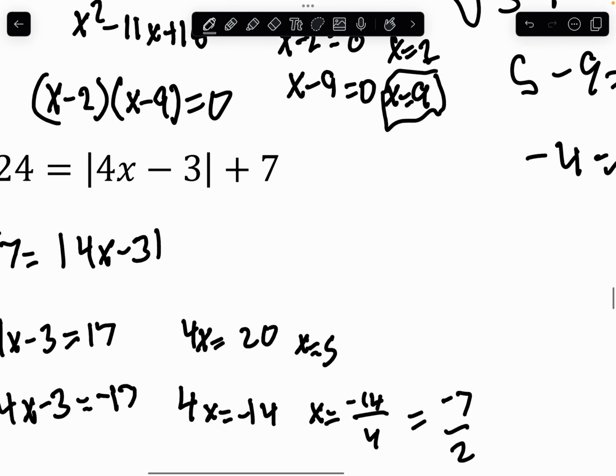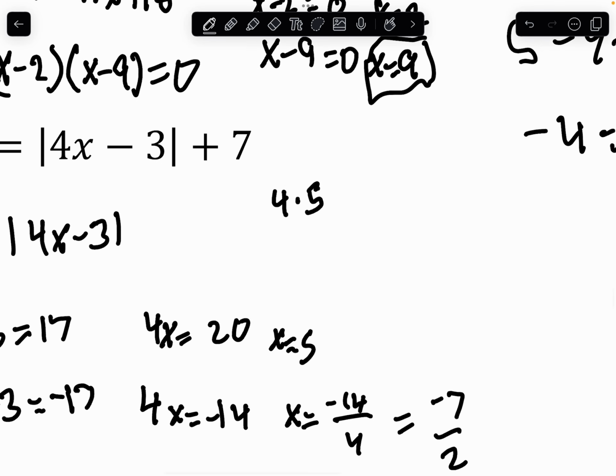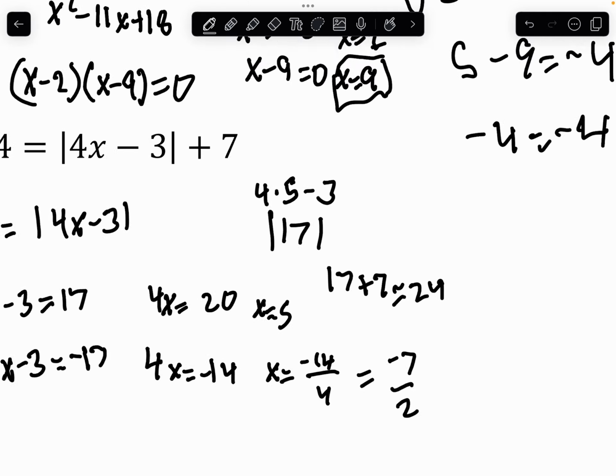And now I gotta plug it back in. So we do 4 times 5 minus 3. So that's going to be 20 minus 3, which is 17. The absolute value of that always makes it positive, so the positive of 17 is 17. So 17 plus 7 is equal to 24. That's true.